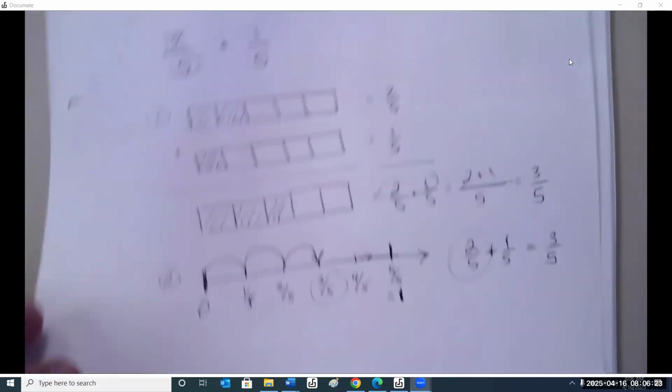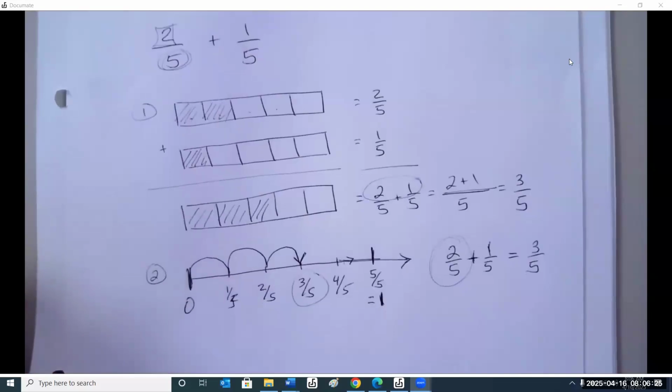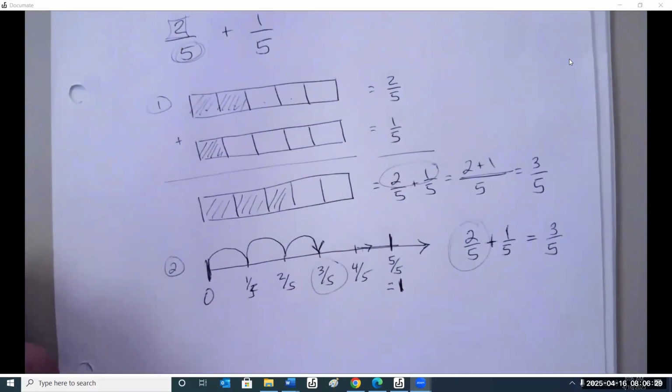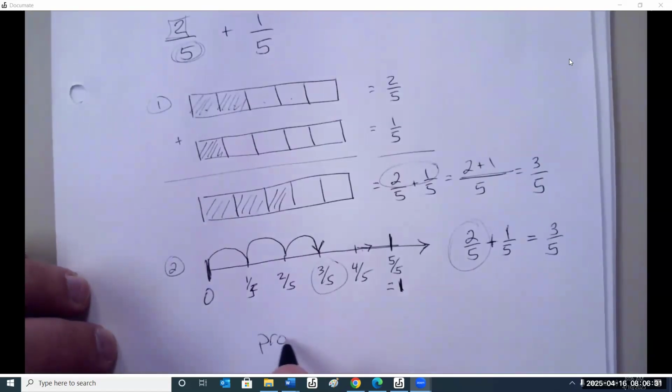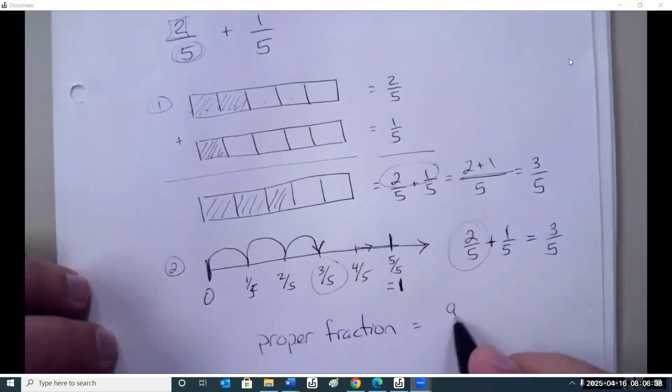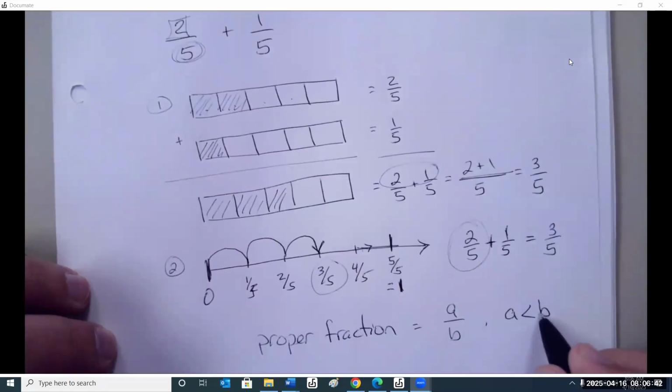That's because what kind of fractions are these? Yes, these are proper fractions. A proper fraction is when the top number is less than the bottom number.